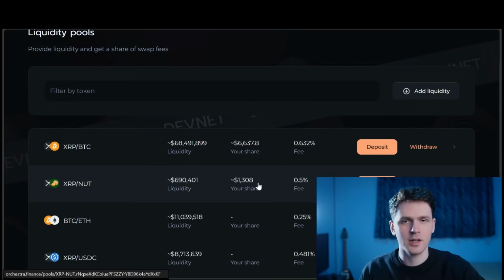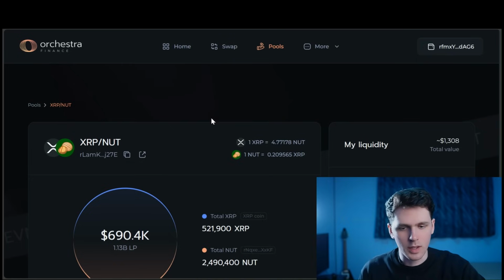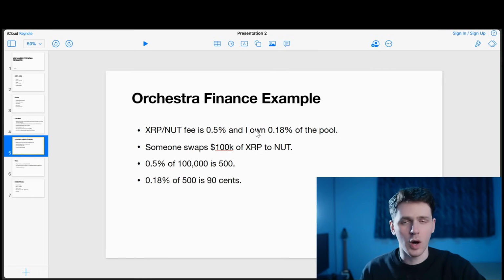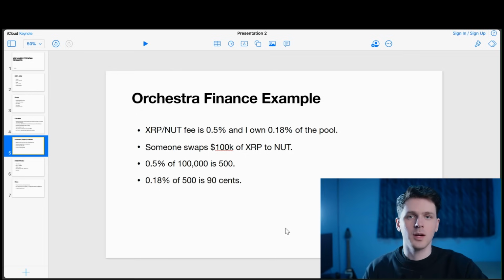And I want to go to the XRP/nut pool because it's more realistic to go over. So 0.5% fee. We own 0.19, but it was 0.18 when I wrote this down. So someone swaps $100,000 worth. 0.5% of that is 500, then 0.18% is 90 cents. And you might think that's not much, but that's just one trade. And XRP has billions of dollars in daily volume, and the majority of that comes from traders. So it's all about picking the right pools with the right amount of funds, which we'll go more into in the next AMM video when it's finally released on March 22nd.